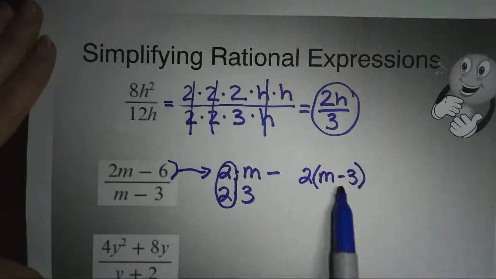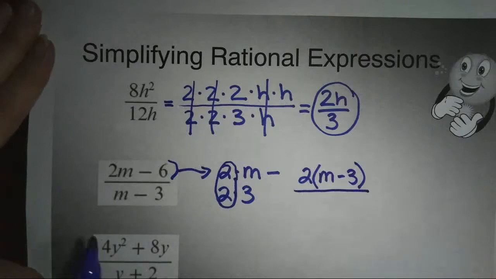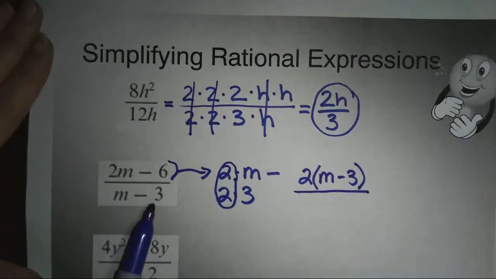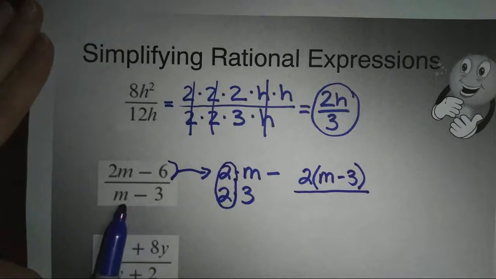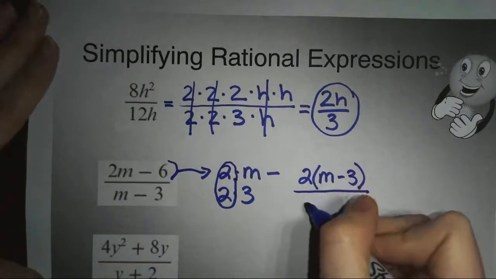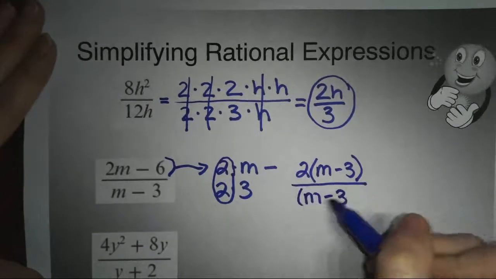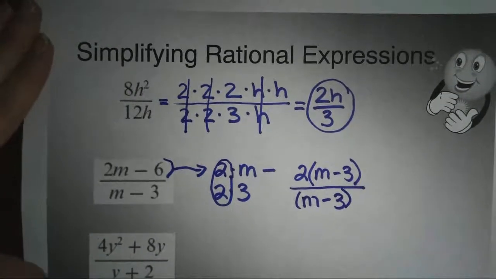So these are the factors of my numerator, my 2m minus 6. Now in the denominator I have m minus 3. I don't know what m is, so m and 3 don't have a common factor. So my denominator is just m minus 3, and I could put that in parentheses.